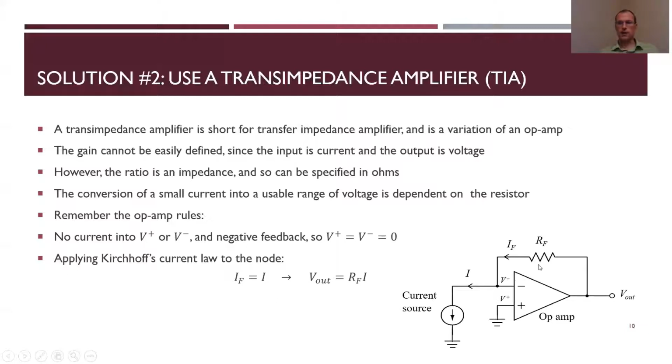And then if I look at just this part of the circuit over here, the voltage across this resistor RF is V out minus V minus, but V minus is 0. So the voltage across RF is just V out. So V out is RF times IF, but IF is I. So V out is just RF times I.